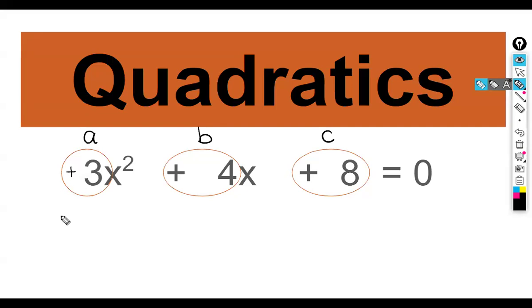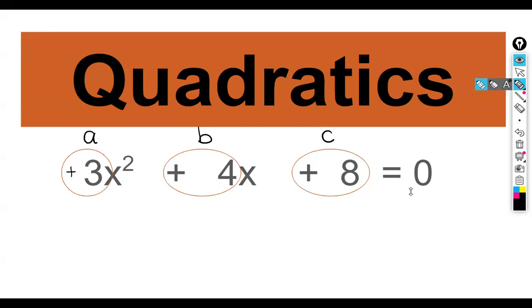If I ask you what's the value of A, and you say positive 3x squared, like you say x squared, it's wrong. A is just who is touching the x squared. The same thing goes with B. What's the value of B? B is just positive 4. You don't say the letter x. B is just positive 4. And well, C is how much? Positive 8.